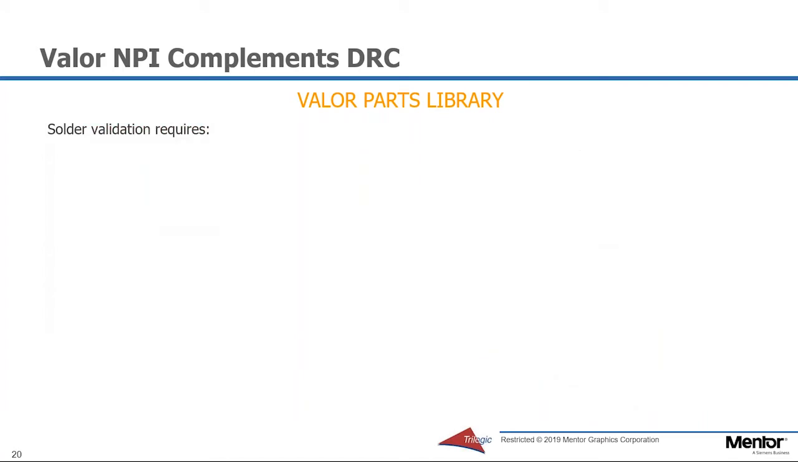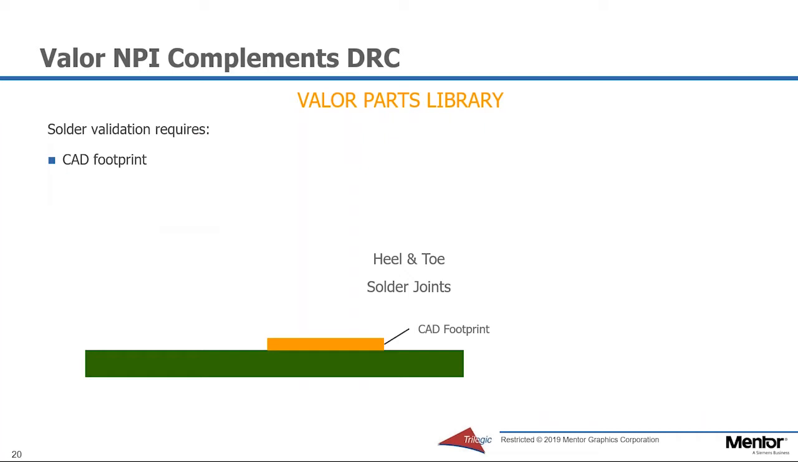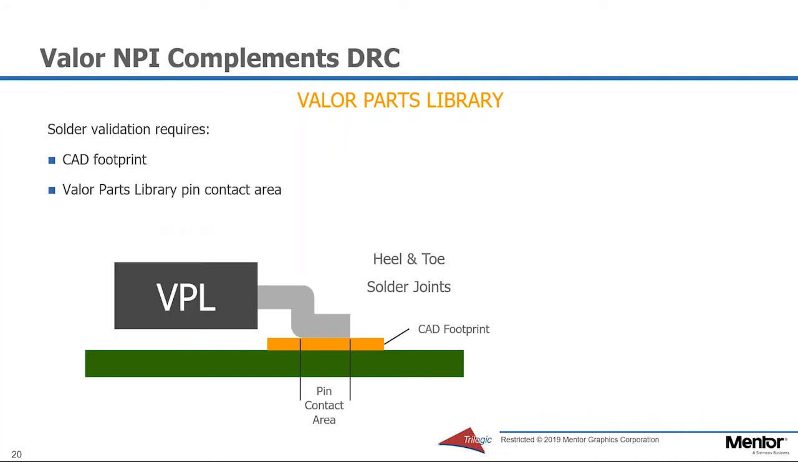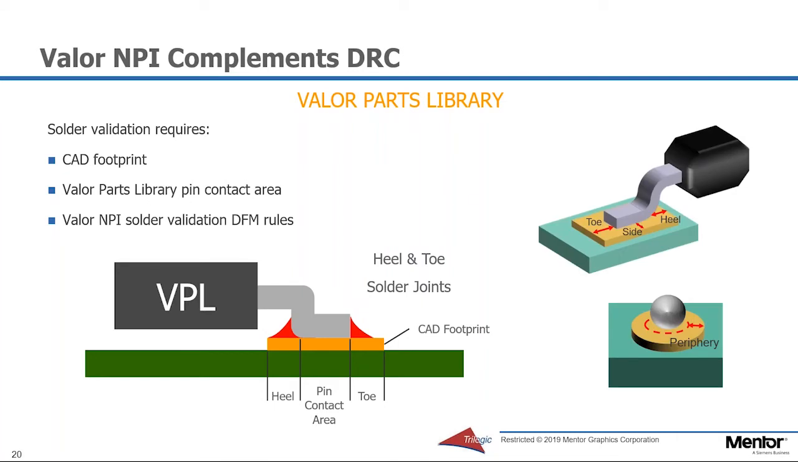Solder validation requires comparing the CAD footprint in the design to the pin contact area of the pin from the Valor Parts Library, allowing the checking that the solder DFM rules are met and validated measurements such as toe, heel, or side solder requirements for rectangular pads, and periphery requirements for ball pins.